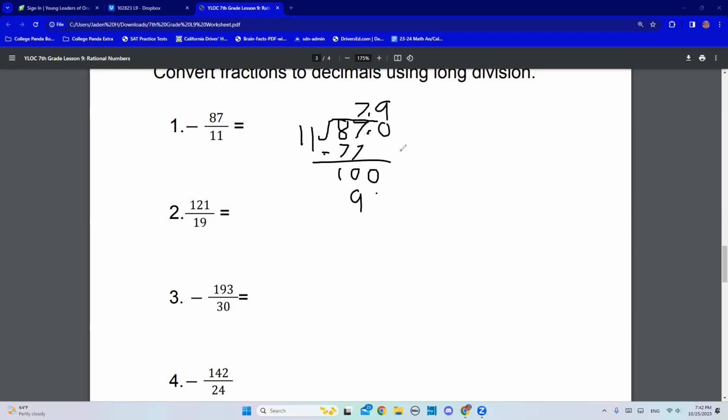So let's subtract 99. And we're left with 1. So then we would have to add the 0 again. So how many times can 11 go into 10? Well, we can't, so let's add another 0.